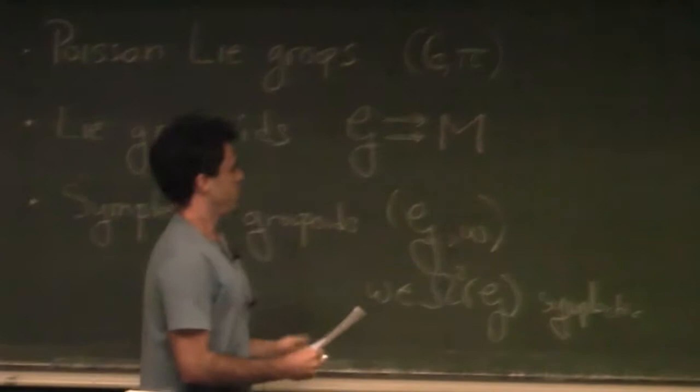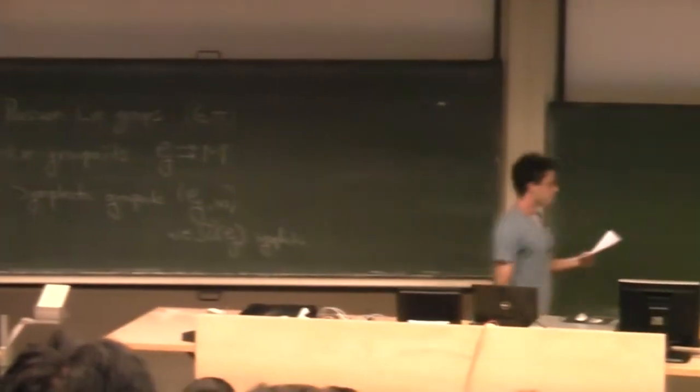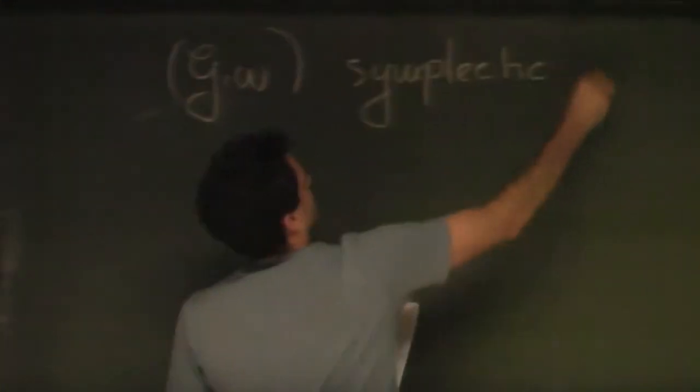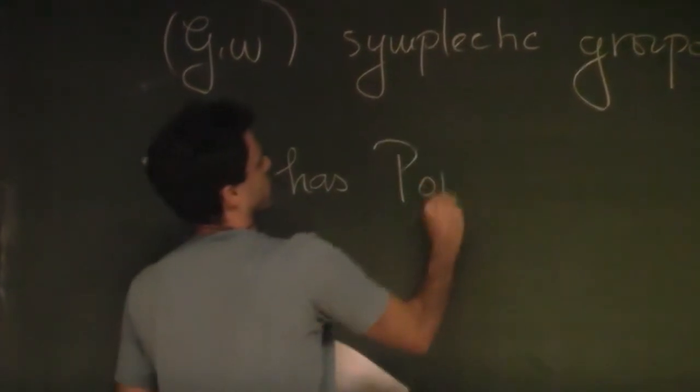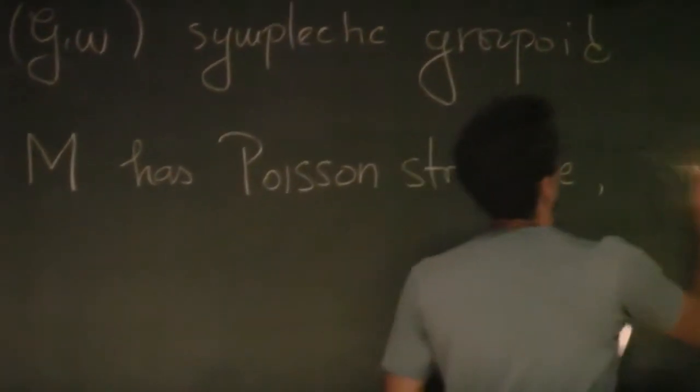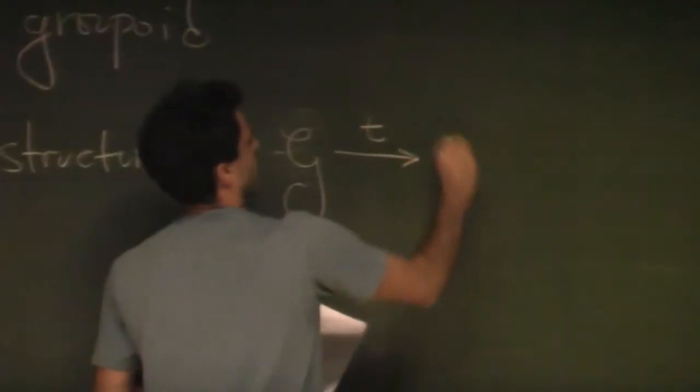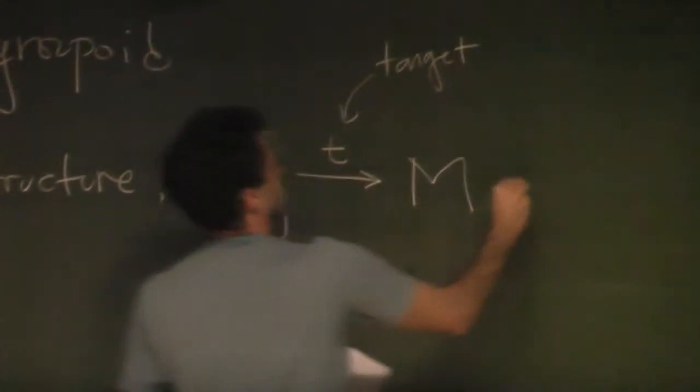Just to remind you how this was related to Poisson structures: out of a symplectic structure compatible with the groupoid structure, where the base is M, we saw that in the case of a symplectic groupoid, M, the base, inherits a Poisson structure, uniquely determined by the fact that the target map is a Poisson map.